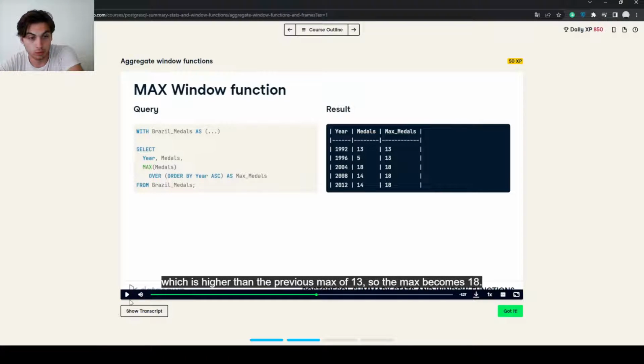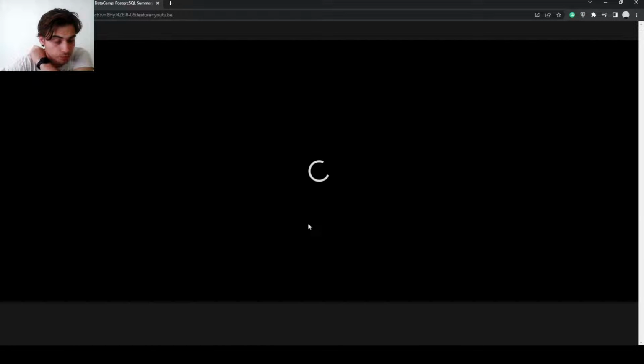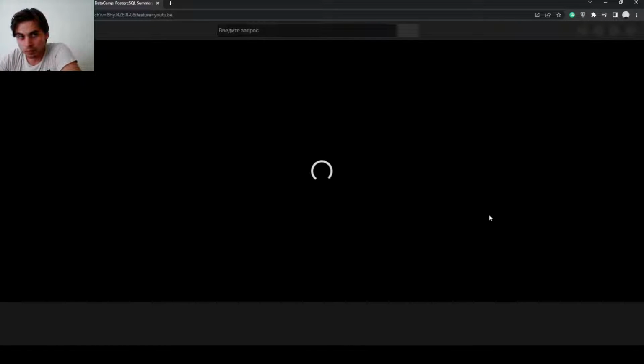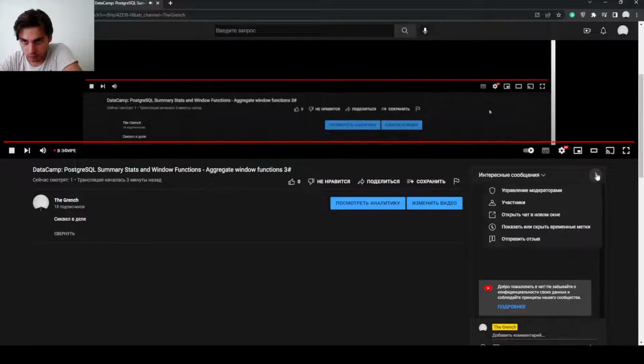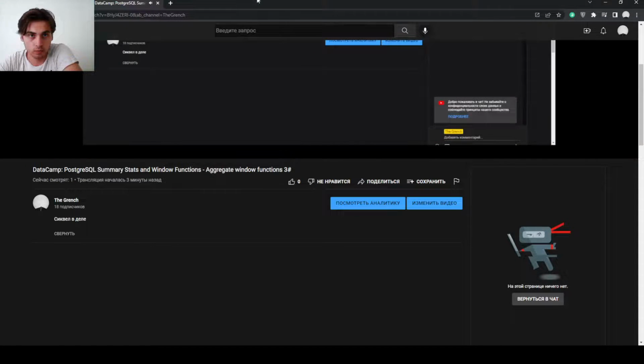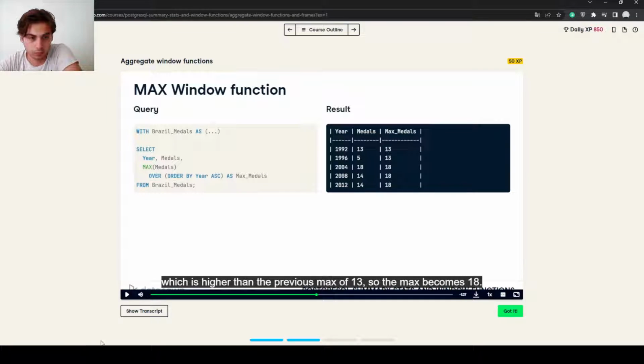То есть, что мы тут имеем? Ё-моё, закрыл случайно чат стрима. Сейчас, секундочку. Так. Да, все окей. Max window function. Max, medals, окей. Медали.